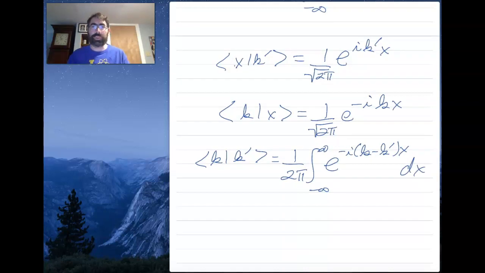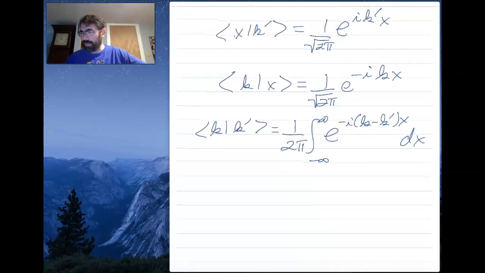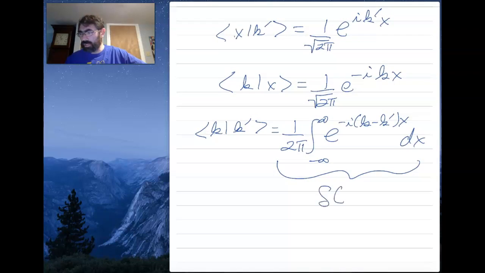Okay, but remember, this is a product of two bases, k and k prime. And if they're orthogonal, then we should get the Dirac delta function. And so that means that this thing should be the Dirac delta function in k space.